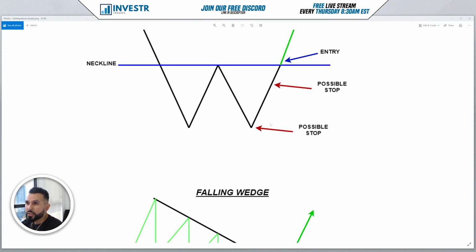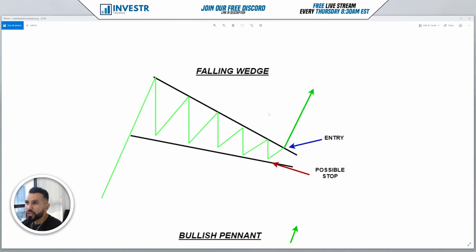One of the next patterns that I like trading is the falling wedge. This is my favorite pattern for swing trades as well as day trading. Very powerful pattern, very easy to spot and identify, and it's great for new traders as well.